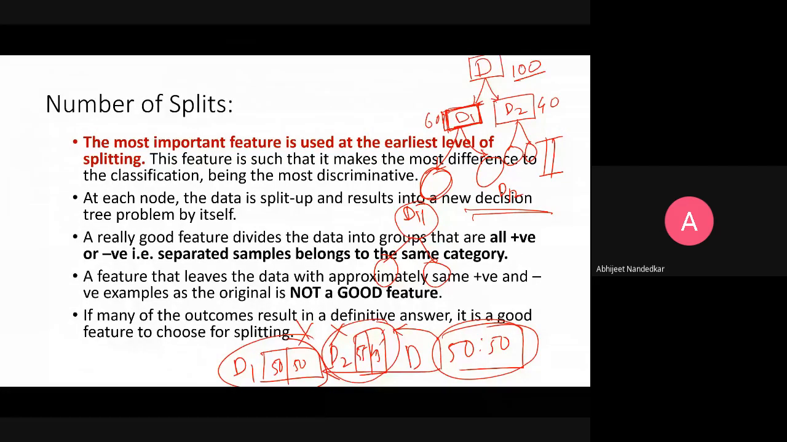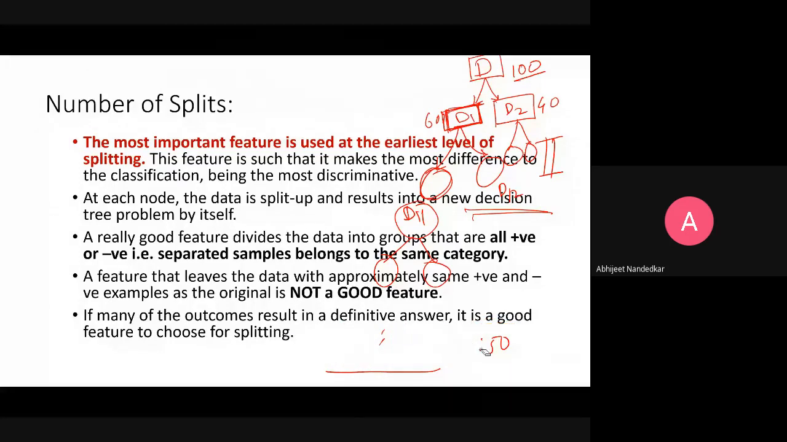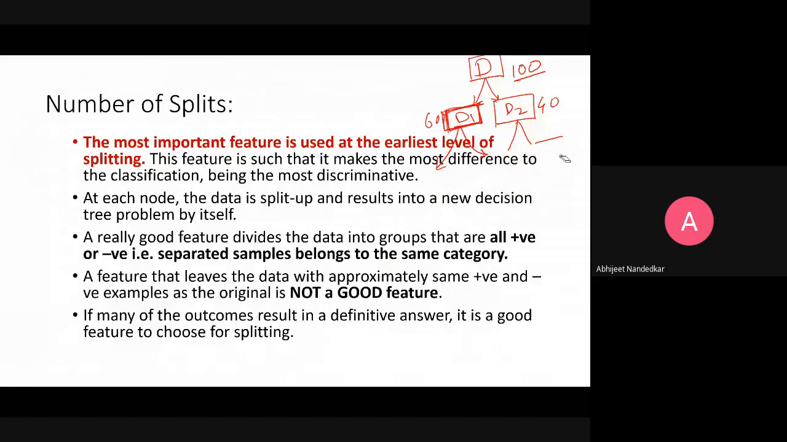So we want a feature which, when used, divides the data such that your data is divided into groups where all the samples either belong to omega 1 or they belong to omega 2. That is our target. But that will not happen in one step in normal cases or in general. So we have to then further divide.